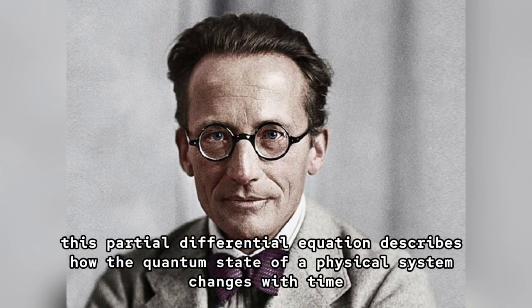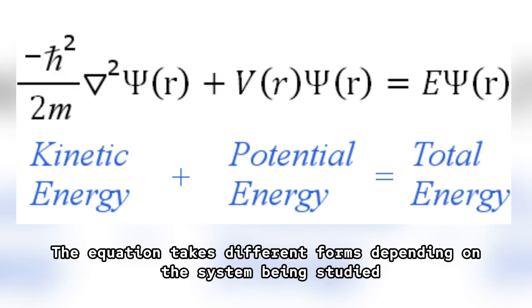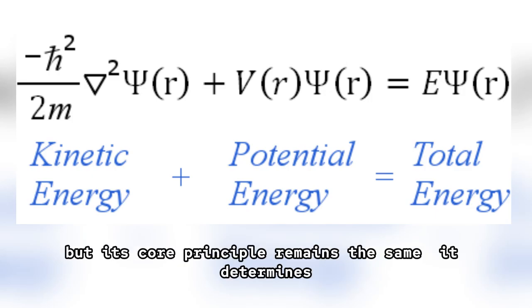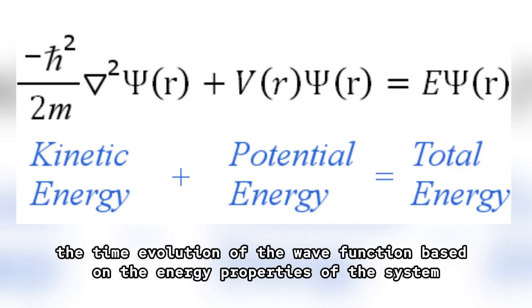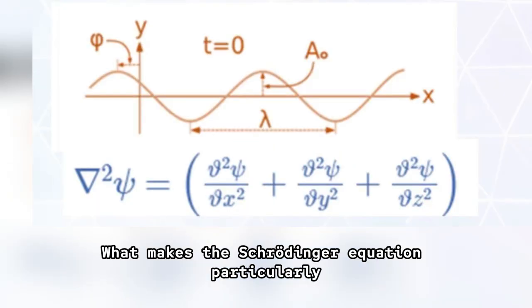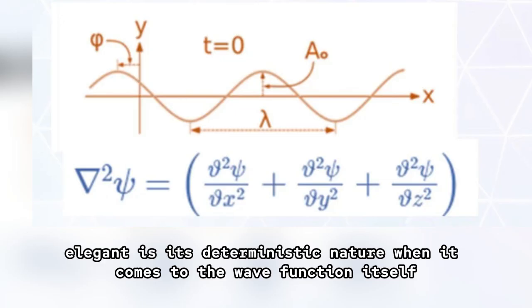This partial differential equation describes how the quantum state of a physical system changes with time. The equation takes different forms depending on the system being studied, but its core principle remains the same. It determines the time evolution of the wave function based on the energy properties of the system. What makes the Schrödinger equation particularly elegant is its deterministic nature.